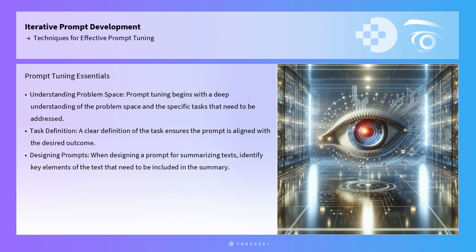Prompt tuning begins with a deep understanding of the problem space and the specific tasks that need to be addressed. A clear definition of the task ensures the prompt is aligned with the desired outcome. For example, when designing a prompt for a model tasked with summarizing texts, the initial step is to identify key elements of the text that need to be included in the summary. By clearly outlining the task, practitioners can develop prompts that accurately capture the essence of the input data.